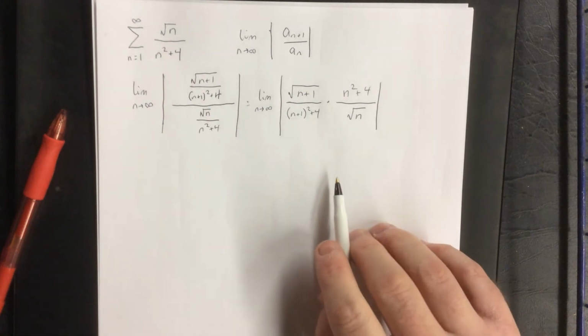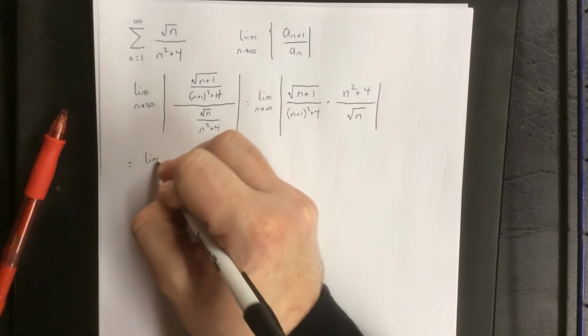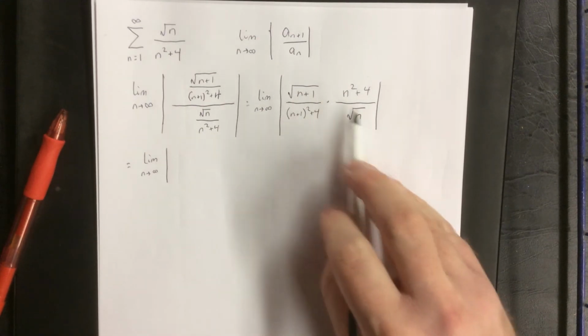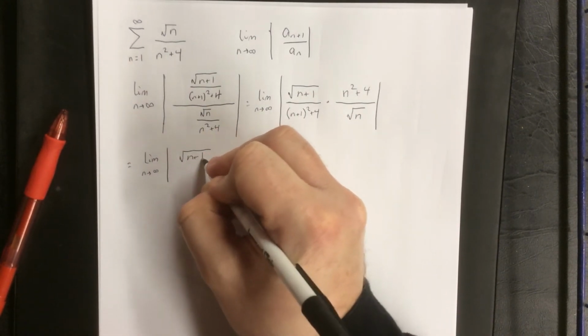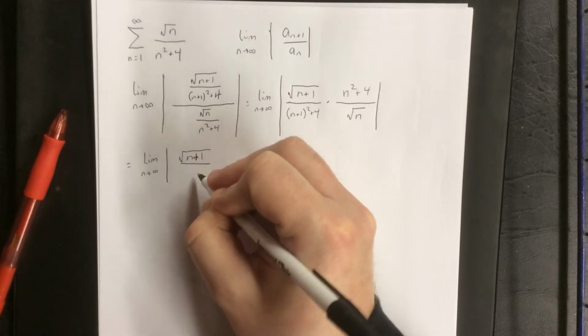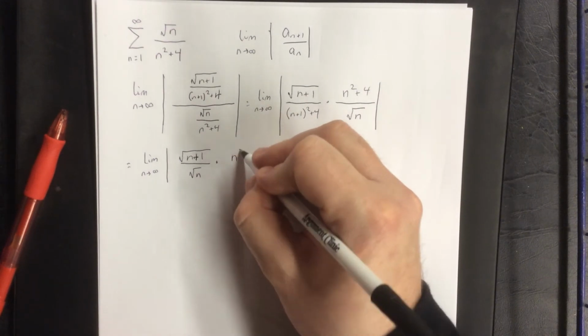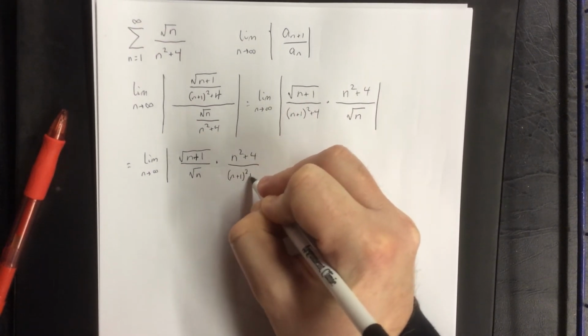So with those things in mind, I want to group the similar terms with each other. Limit as n goes to infinity of absolute value of. Square roots should go together. So square root of n plus 1 over the square root of n. And then for the next one, let's put the n squared plus 4 with the n plus 1 squared plus 4.